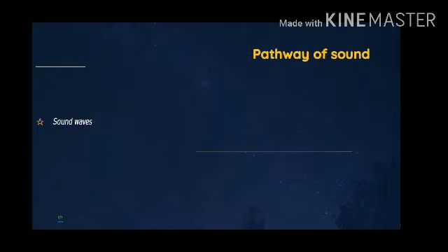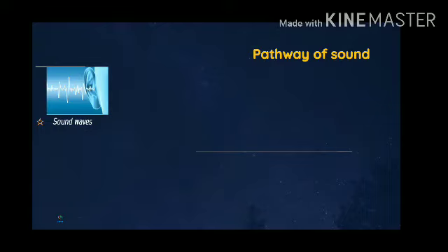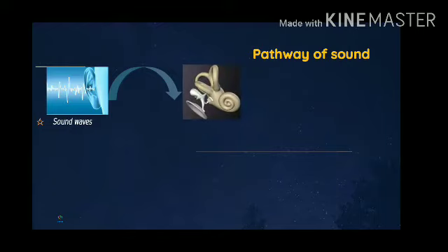Now we move towards the next topic, the pathway of sound. The sound waves are collected by the outer ear, that is the pinna. After the collection, the sound goes into the middle ear. The middle ear consists of the tympanic membrane. After passing the tympanic membrane, the sound waves go through the ossicles, and the cranial nerve conveys the sound wave to the brain.